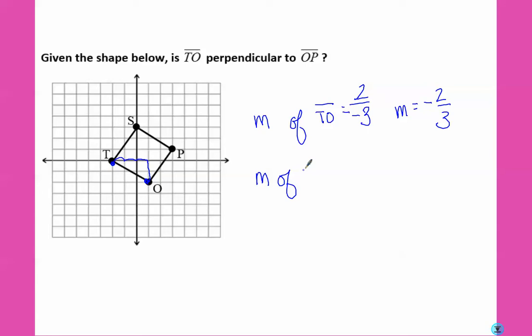For the slope of OP, we go up 1, 2, 3, and right 2. So rise 3, run 2. They're obviously not the same. Are they opposite signs? Yes. One's negative, one's positive. Are they reciprocals? Yep. 2/3 flipped upside down would be 3/2. So therefore these lines are, yes, they are perpendicular.